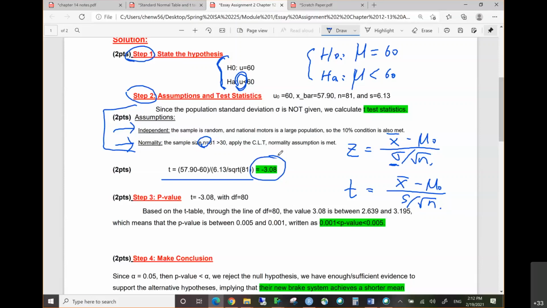Another problem is I see some of you use a different formula. You use z equals x bar minus mu 0 over sigma. This is not the formula for the test statistic. This is the formula for the test statistic. Don't forget to divide by the square root of the sample size.